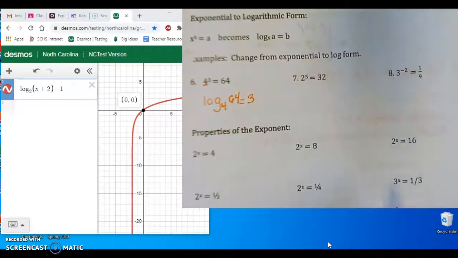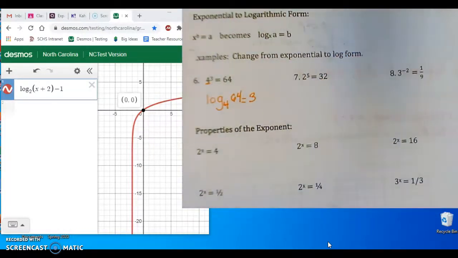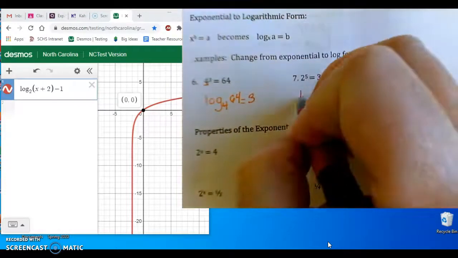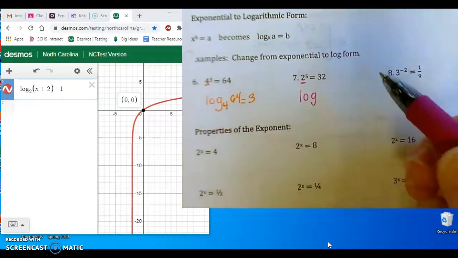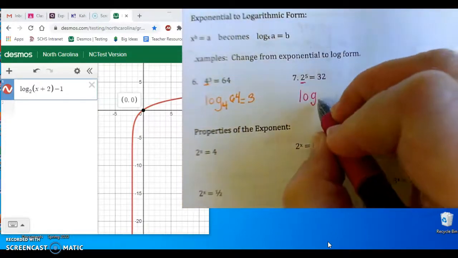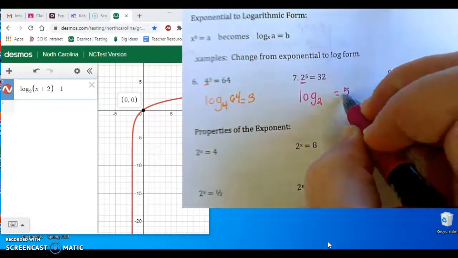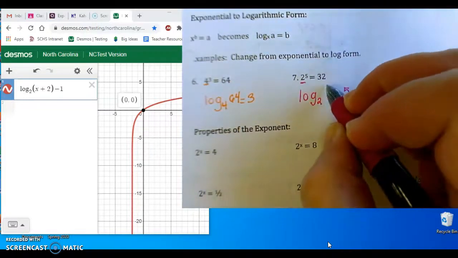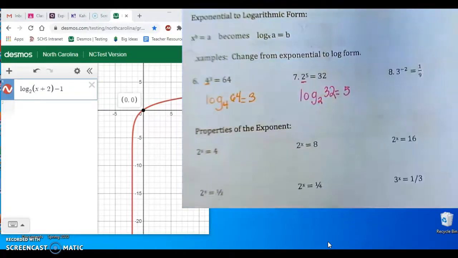Then I'll just go backwards with it. Okay, so look at the next one. Log. Okay, so think about the base. The base is the number that's being raised to the power. I know that goes here. I know the power goes over here. So 2 to the 5th equals what's here. So 32 is what's there. So 32 will go there.